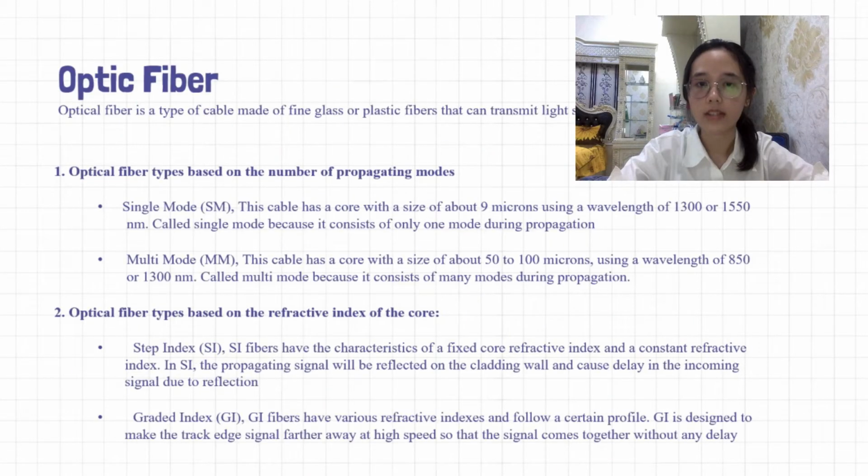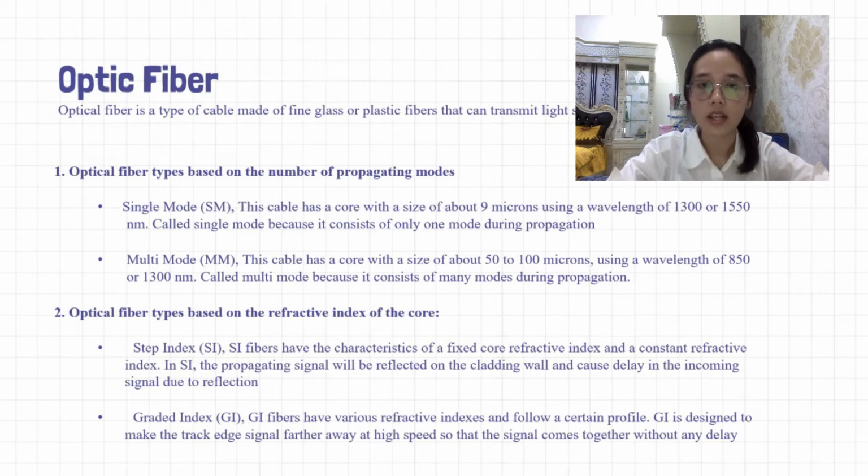Optical fiber is a type of cable made of fine glass or plastic fibers that can transmit light signals from one place to another place. There are single-mode and multi-mode as optical fiber types based on the number of propagating modes. Meanwhile, there are step index and graded index as the optical fiber types based on the refractive index of the core. In this design, we choose single mode.